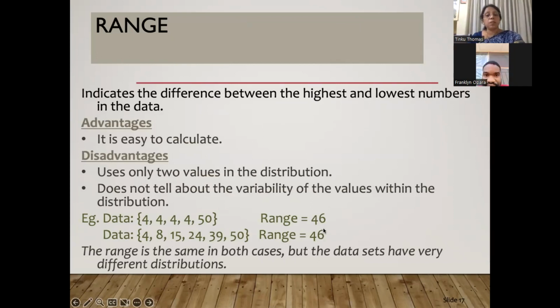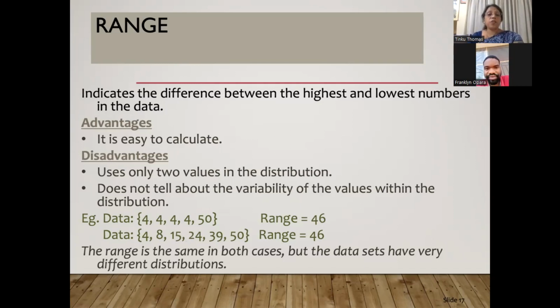So both of them have a range of 46, or a measure of dispersion of 46. But by just looking at the data, you can tell that the first one is less dispersed than the next one. There is a lot more variation in the data. So range is not that good a measure of dispersion.